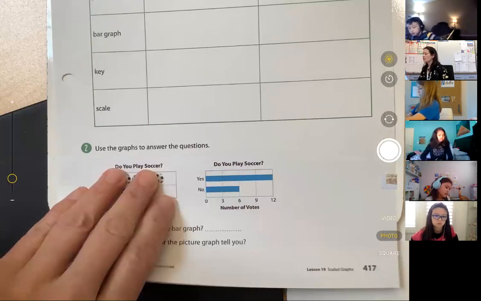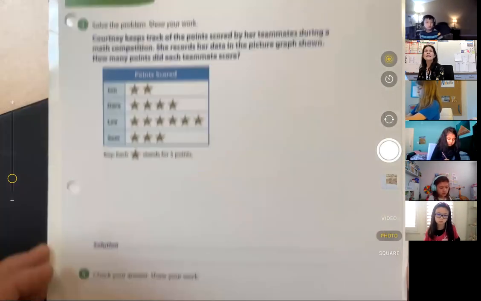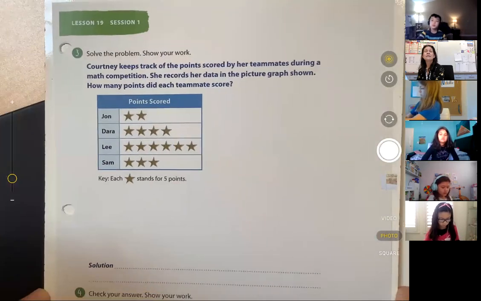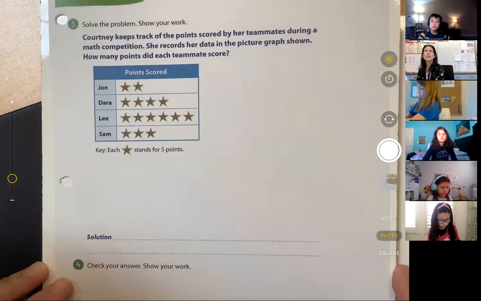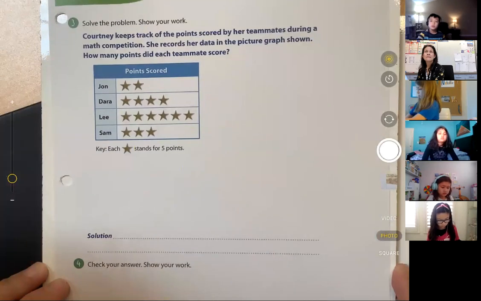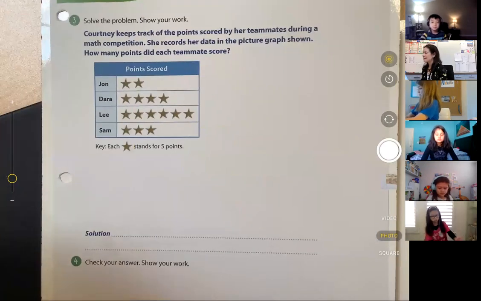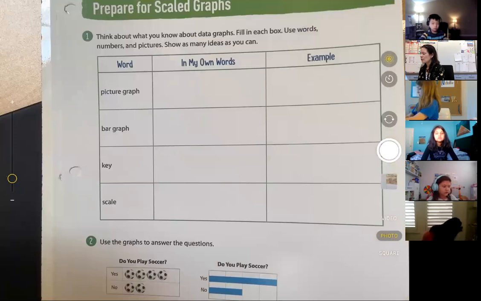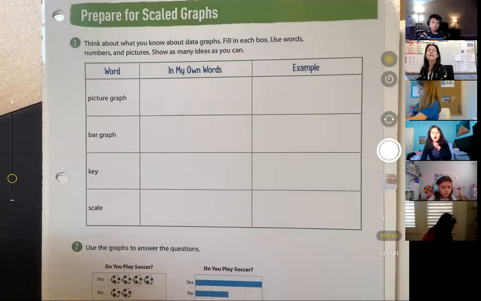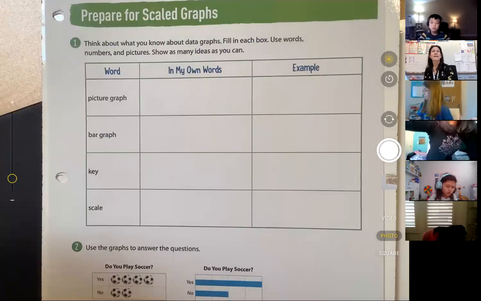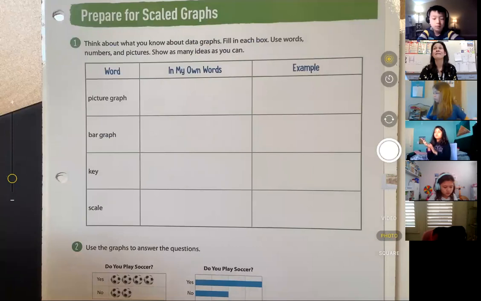On page 418, you are going to be taking a look at yet another picture graph. You're going to need to offer a solution, and you're going to need to check your work and explain it. All right, so again, pages 417, 418. This is what you are going to be working on today. Hybrid students, that will be with Mrs. Luna, or independent. My students, it will be with me in breakouts, but we are going to come back together for just a moment for any last minute questions and clarification, all right?